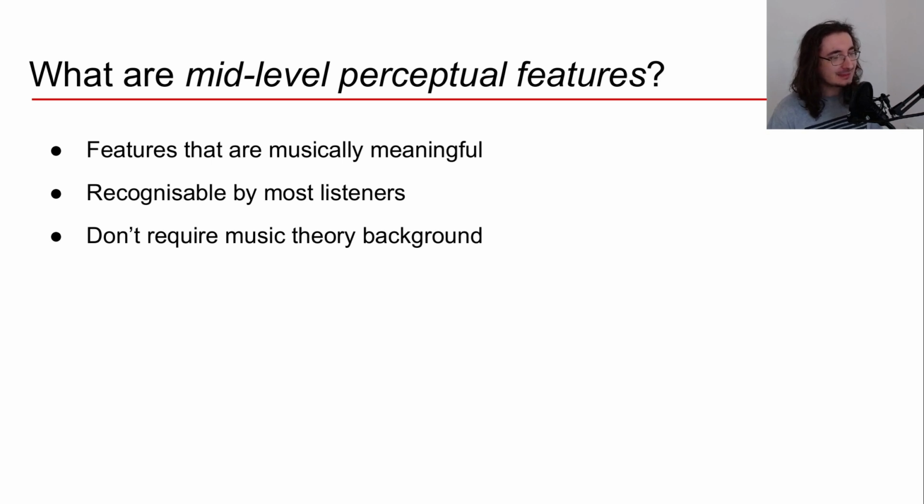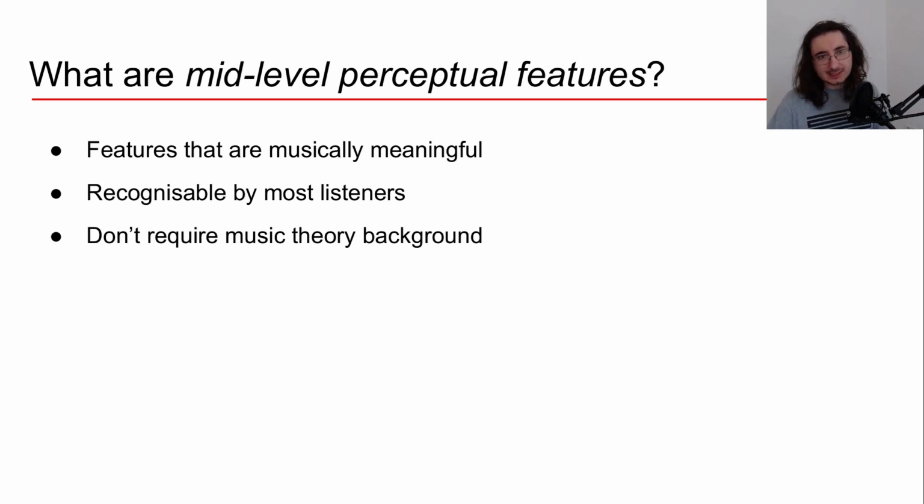So the mid-level perceptual features are features that, first of all, are musically meaningful. So they make sense musically. It's not just very low-level audio features like a spectrogram, which doesn't make any sense for us humans. These features instead can be explained musically. And they are recognizable by most listeners, meaning that you don't need to be a music expert or a music theory expert for recognizing them.